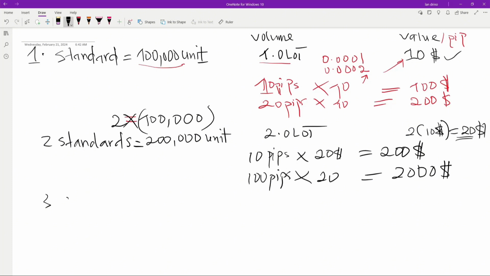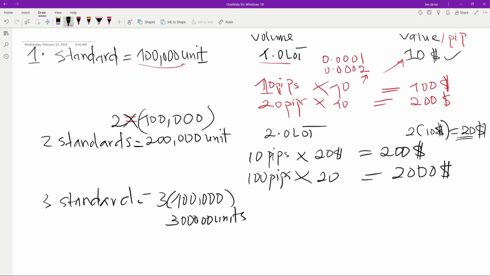If you are controlling 3 standard lots, it means you are controlling 3 times the value per standard. What is a standard lot? 100,000 units of base currency. So you are going to be controlling a position of 300,000 units. I hope this is clear. So if you are controlling a position of 300,000 units, 3 standards, what is the volume? You are going to be controlling a trading volume of 3.0. One standard is 1.0, 2 standards is 2.0, 3 standards is going to be 3.0 as well. Okay, that is the volume.